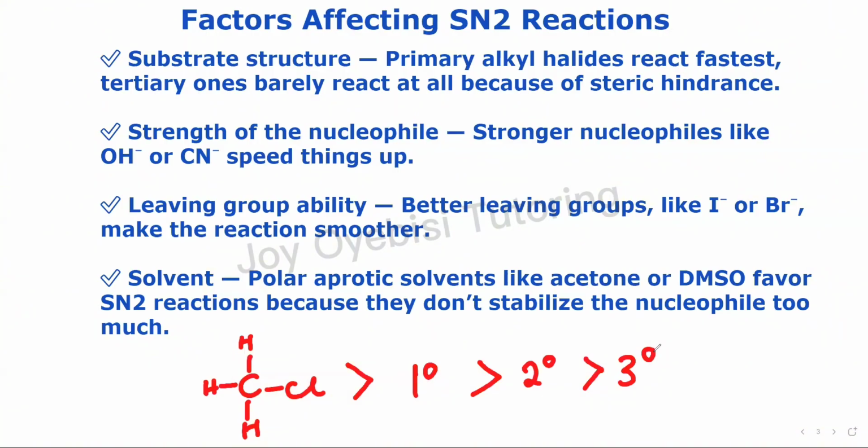Now, when it comes to the strength of the nucleophile, the stronger the nucleophile, the faster the SN2 reaction. So stronger nucleophiles like OH negative, CN negative, and many more will speed things up. And then leaving group ability, better leaving groups like iodide or bromide will make the reaction smoother. And then the last factor is the solvent. For SN2, polar aprotic solvents like acetone, DMSO, DMF will favor SN2 reactions because they do not stabilize the nucleophile too much. So these are the factors we need to look out for when doing SN2 reaction.